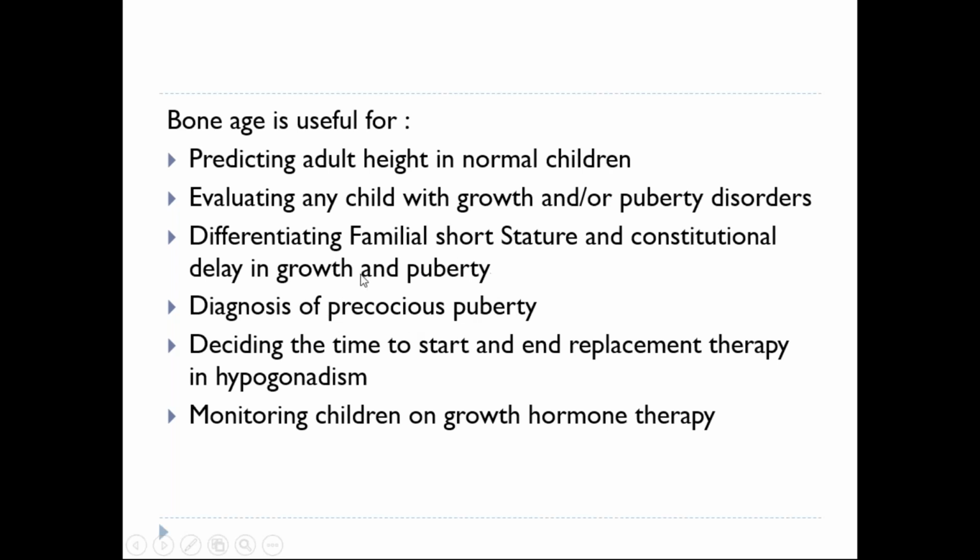So what will happen to bone age in precocious puberty? Meanwhile, you just put it in the chat box and I'll go further. So what is the problem in precocious puberty with the bone age? Can somebody just answer in the questions?